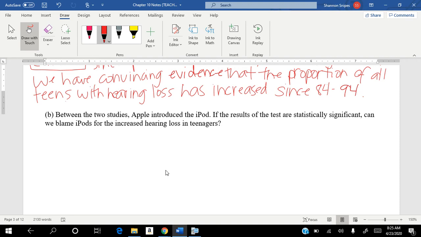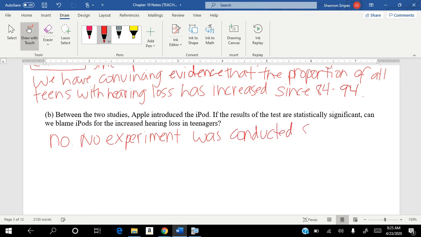What do you think? It's always a good time to think back, and the answer is no. When is the only time we can establish cause and effect? You need to have an experiment. So, no experiment was conducted, so cause and effect cannot be established.